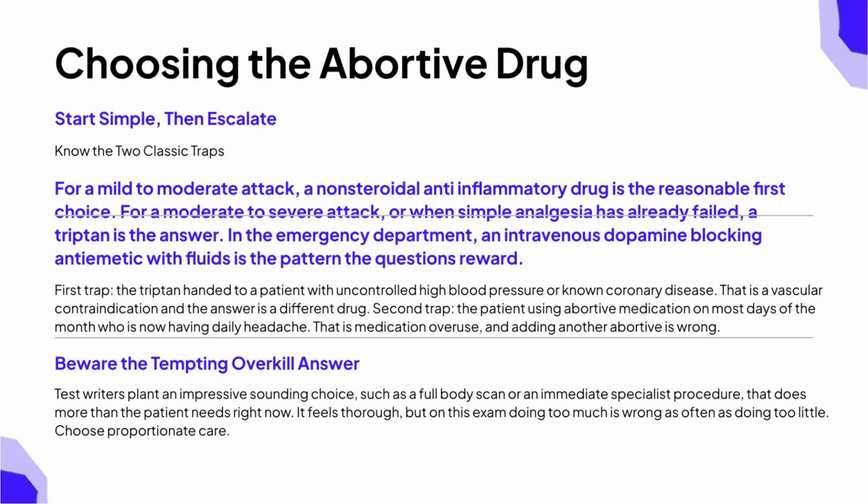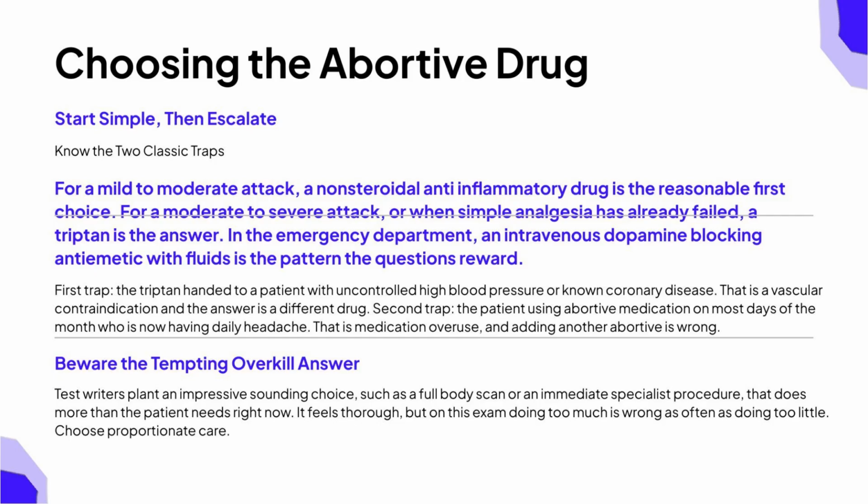Let us make the abortive choice concrete. For a mild to moderate attack, a non-steroidal anti-inflammatory drug is the reasonable first choice. For a moderate to severe attack, or when simple analgesia has already failed, the answer is a triptan. If the patient lands in the emergency department, the pattern these questions reward is an intravenous dopamine-blocking antiemetic with fluids.